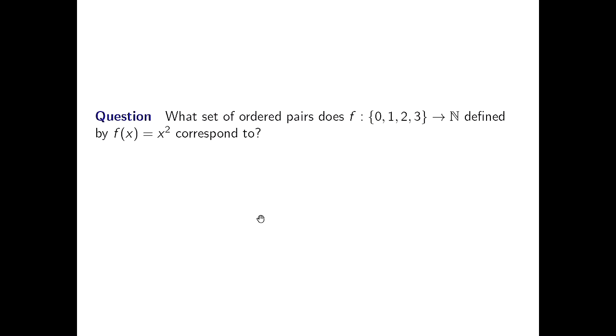Okay, so name me some input-output ordered pairs of this function. 0, 0 is one of them. 1, 1, 2, 4, 3, 9. Agreed? Right.